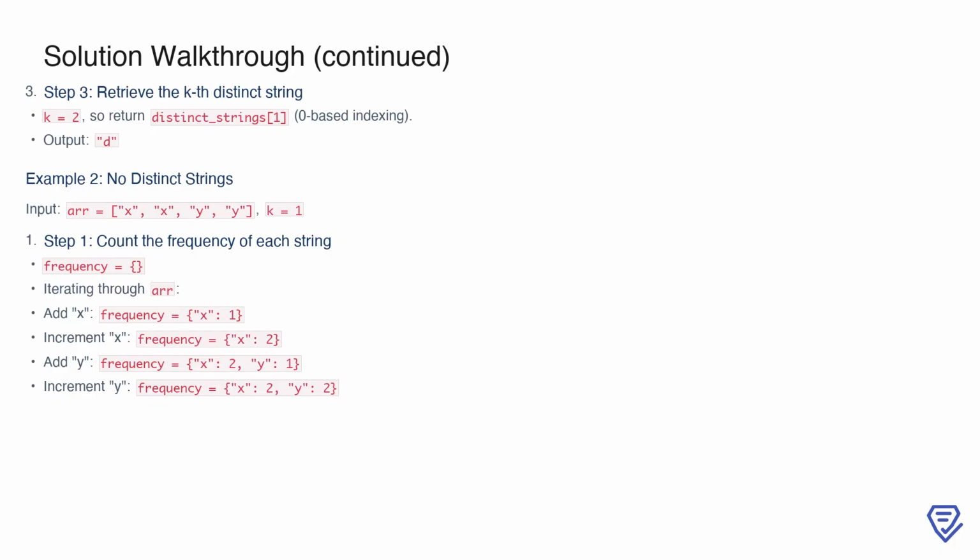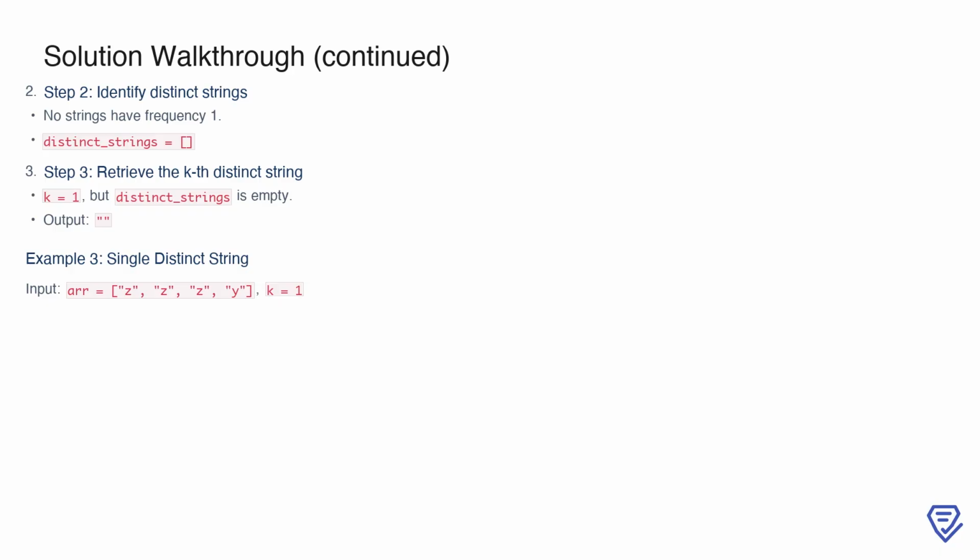In the second step of example 2, we identify distinct strings by looking for strings with a frequency of 1. However, in this case, there are no such strings, so the distinct_strings list remains empty. For the final step, we need to retrieve the kth distinct string, but since k is 1 and the list of distinct strings is empty, there is no valid kth distinct string. As a result, the output for this example is an empty string.